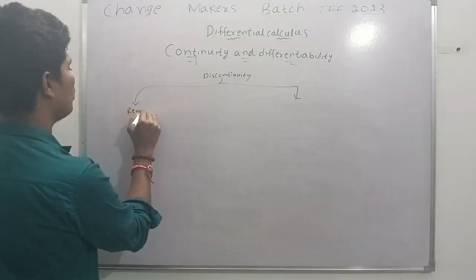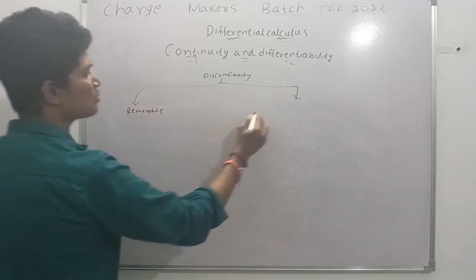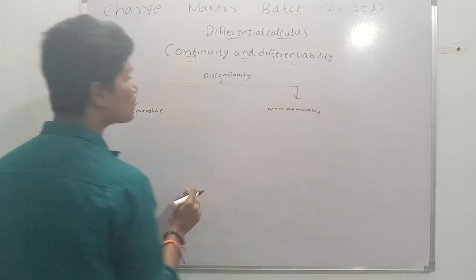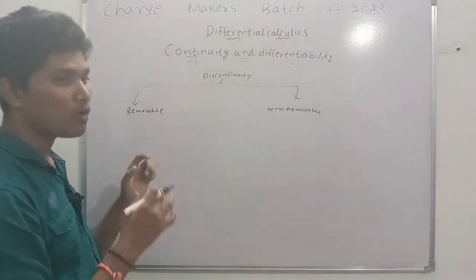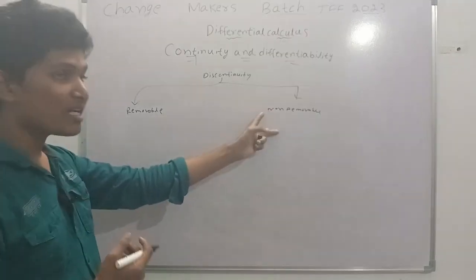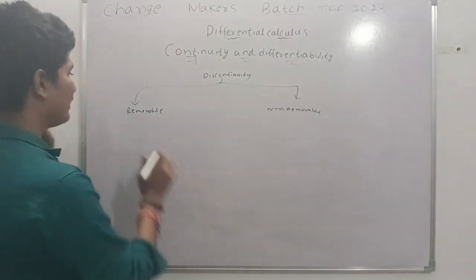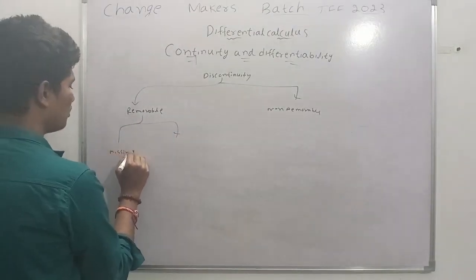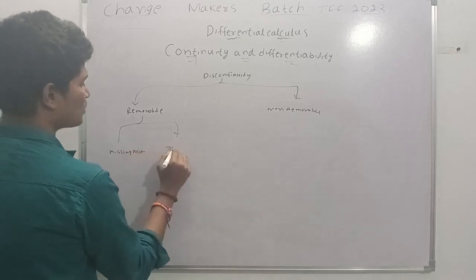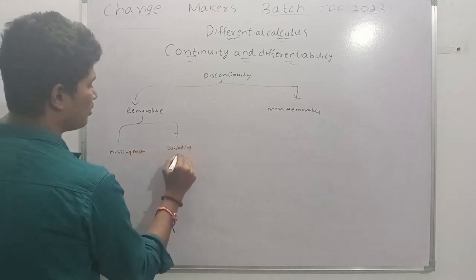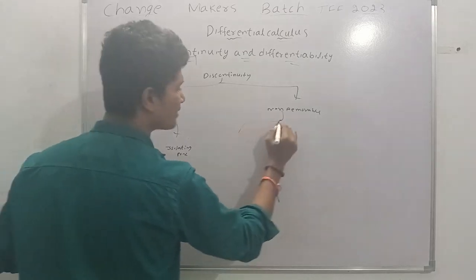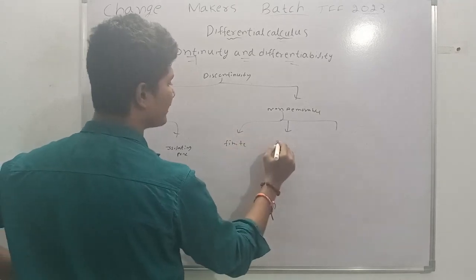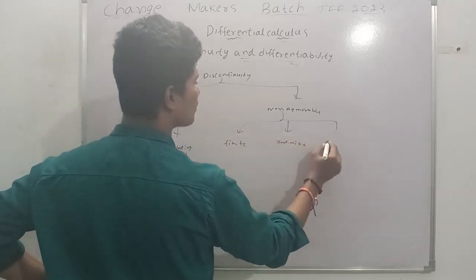This is removable. This is non-removable. Removable means we can remove the discontinuity by doing some things. Non-removable means we cannot remove the discontinuity. In this also there are types, that is missing point, isolating point. In non-removable there are 3 things. The first thing is finite, second thing is infinite, third thing is oscillatory.